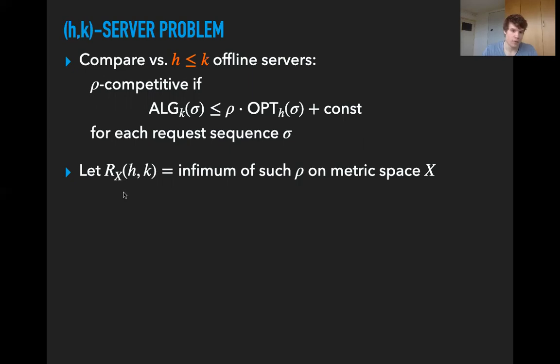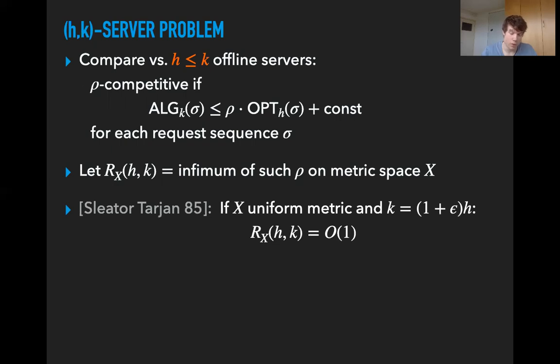We then use the notation R_X(h,k) for the infimum of all such rho on some metric space X. So R_X(h,k) is basically the competitive ratio of the HK-server problem on metric space X. One could define this for deterministic and randomized algorithms separately. It's going to be a different number. Let's just think of randomized for the purposes of this talk, but it doesn't really matter that much for today.